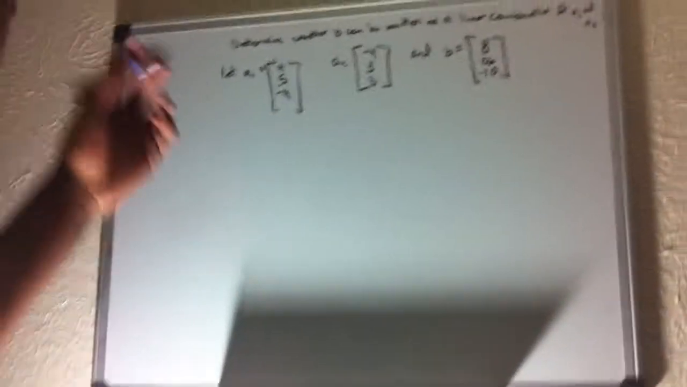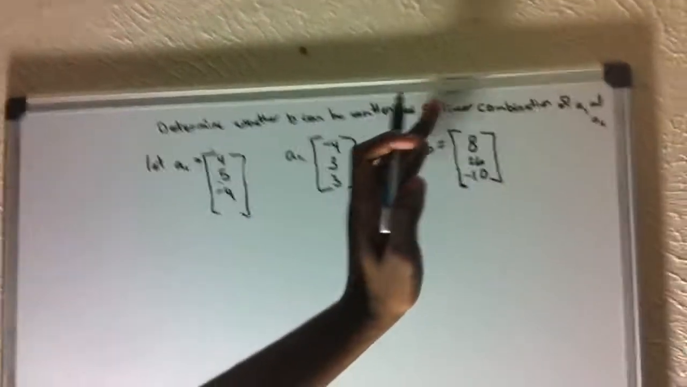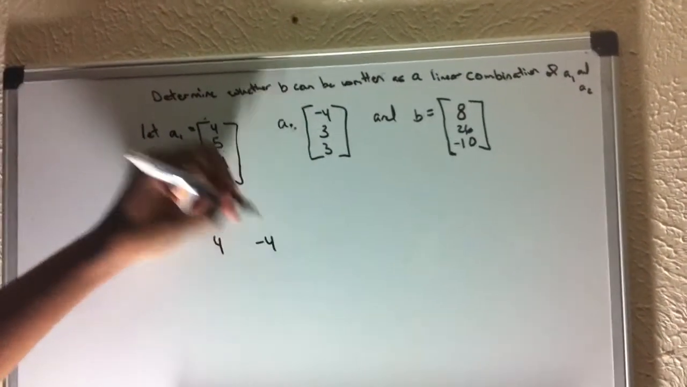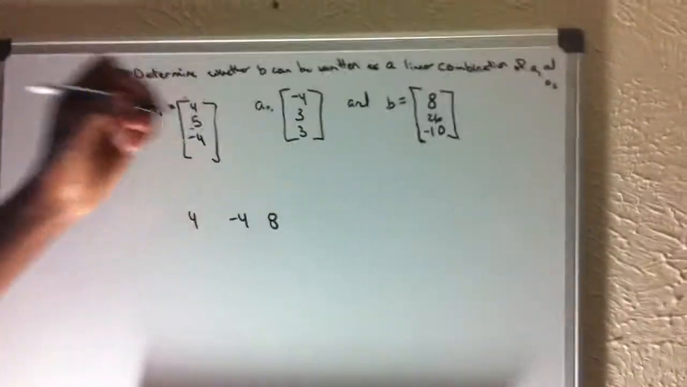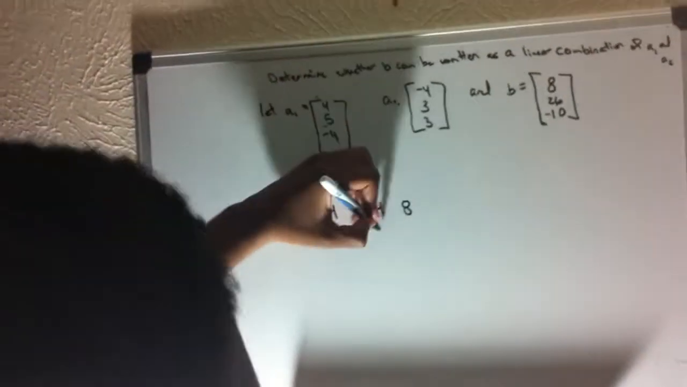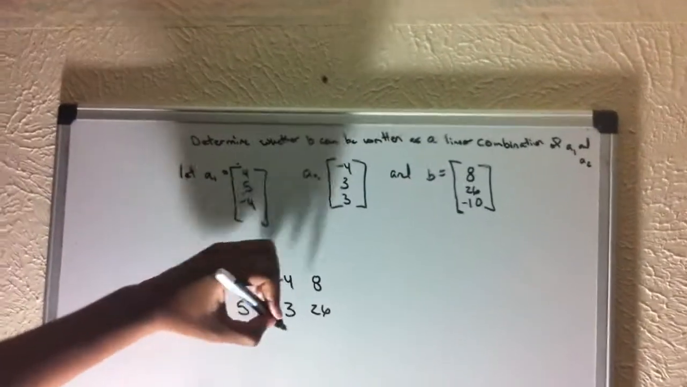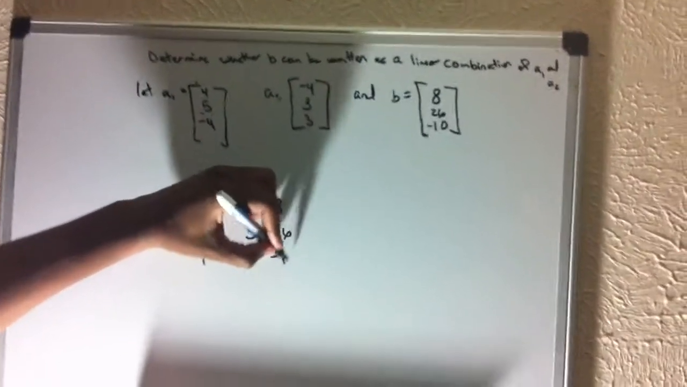So I'm gonna write my system. Just simply combine a1, a2, and b. So we're gonna do 4, -4, 8, 5, 3, 26, -4, 3, and -10.